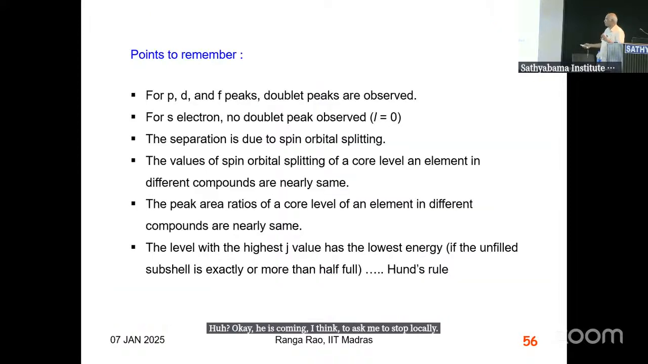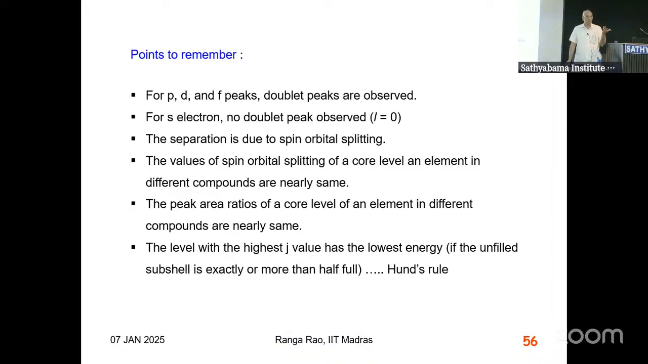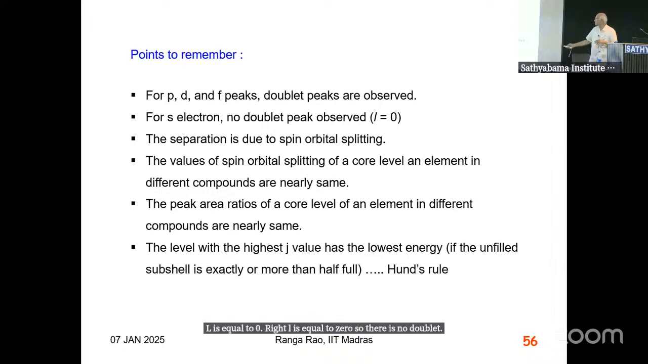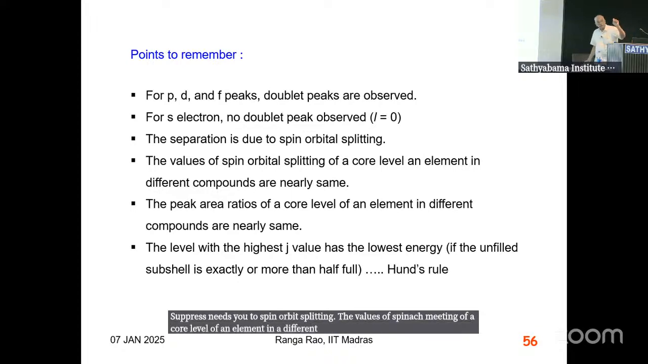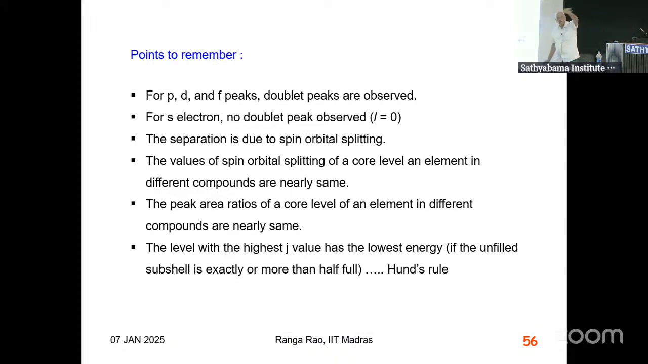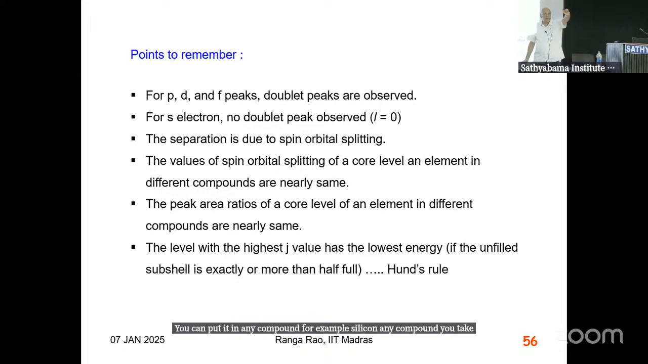So a point to remember: for p, d, f peaks, doublet peaks are observed. For an s electron, no doublet peak is observed. Why? L is equal to 0, so there is no doublet. The splitting is due to spin orbit splitting. The values of spin orbit splitting of a core level of an element in different compounds are nearly the same. Same element, you can put it in any compound. For example, silicon, in any compound you take, the difference is going to be the same.